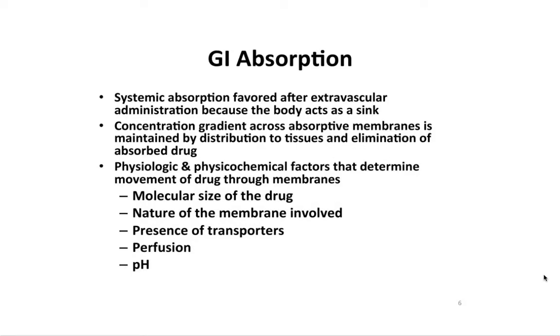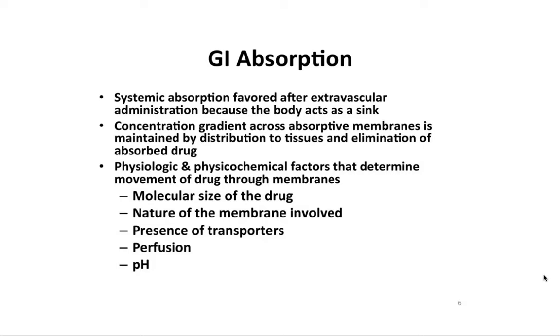I already mentioned this. Systemic absorption is favored because the body acts as a sink. The amount of drug that is present in the GI tract is much greater than what is eventually going to reach the systemic circulation. So there is this huge concentration gradient that is established, and that concentration gradient actually favors absorption of molecules across the GI tract.